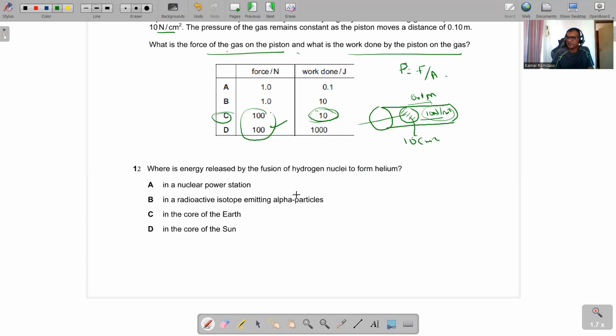What is the energy released by fusion of hydrogen nuclei to form helium? Where? What is where? Inside the core of the sun.